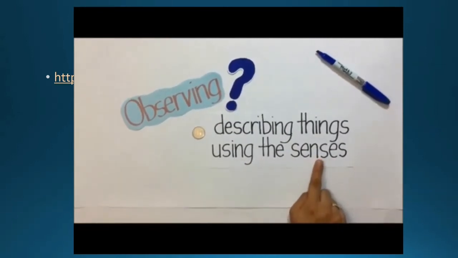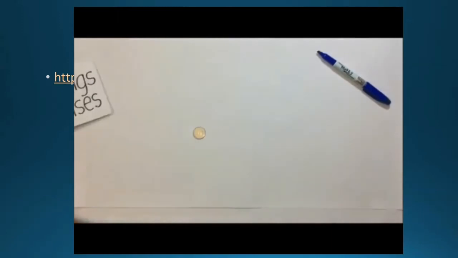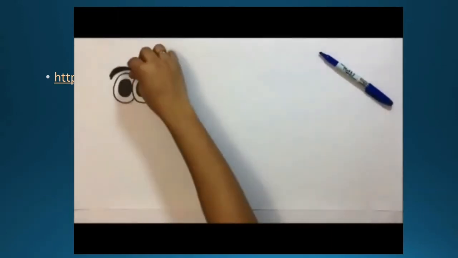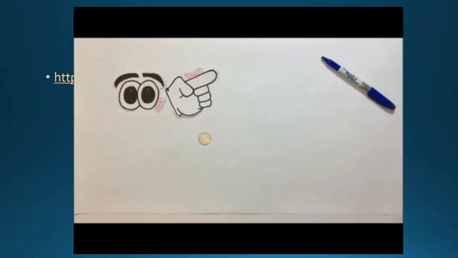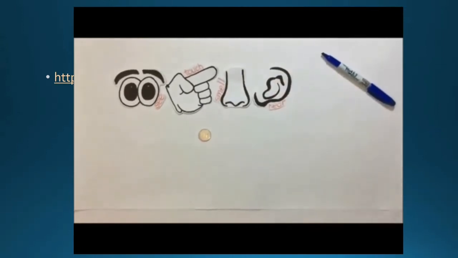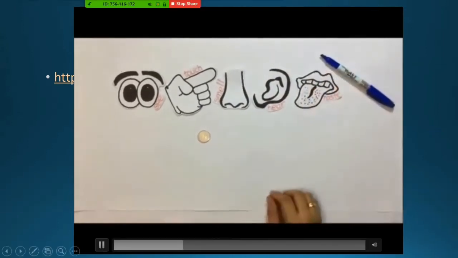What are our senses? Let us recall. We have 5 senses. We use our eyes to see, our skin to touch and feel, our nose to smell, our ears to hear, and our tongue to taste.